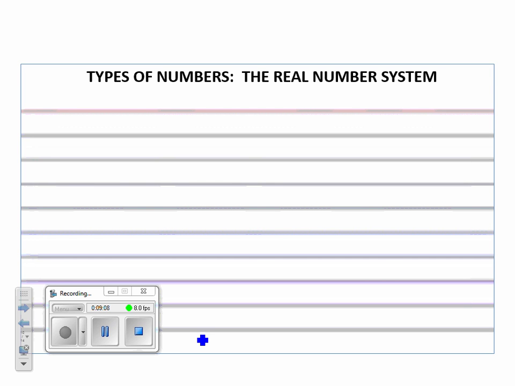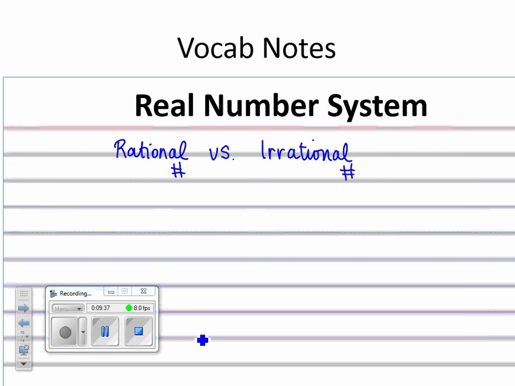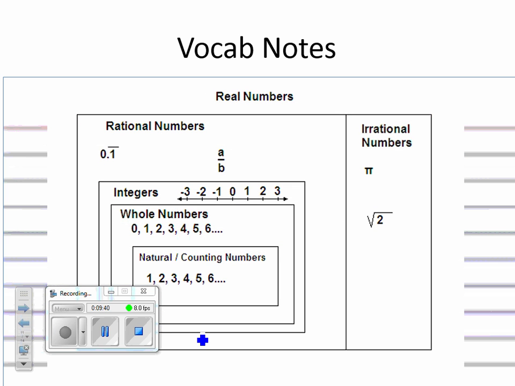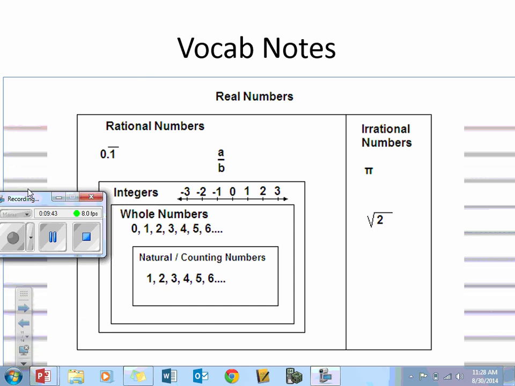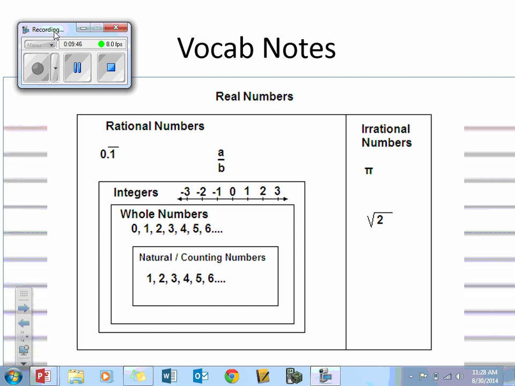We have two types of numbers in the real number system: rational numbers versus irrational numbers. To take a closer look at what these rational and irrational numbers are, I thought a diagram would be the best way to talk about these. So here is the real number system, and you can see that it's broken down into rational numbers and irrational numbers.